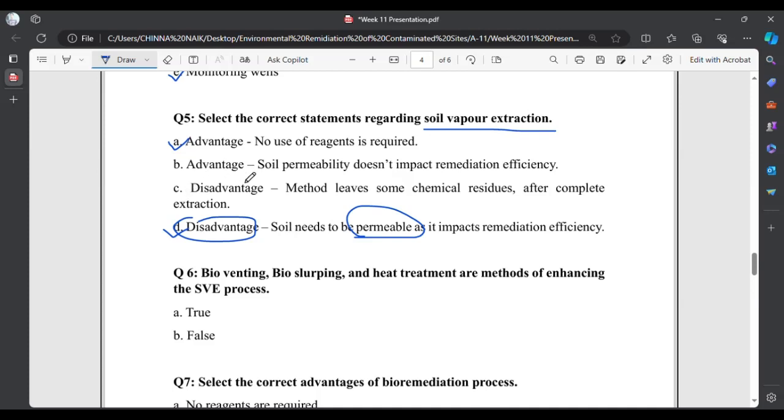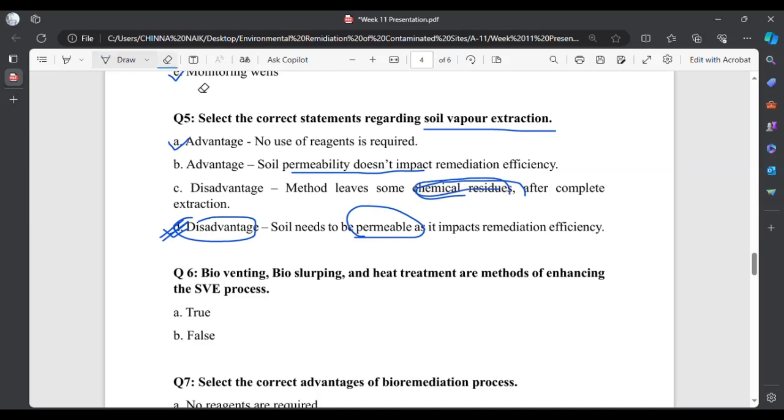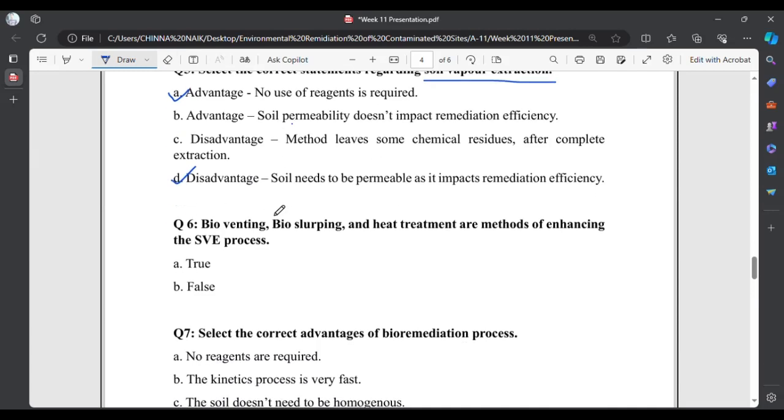What about B and C? Advantage, they are saying soil permeability doesn't impact remediation efficiency. It is not an advantage, because it is a disadvantage. Of course they are saying it doesn't impact, but it impacts soil permeability. We already discussed in option D, soil permeability will impact the remediation efficiency. On option C, disadvantage, they are saying the method leaves some chemical residues. There are no chemicals we are adding, so why should we get residues of chemicals? We won't get. So option A and D is right.